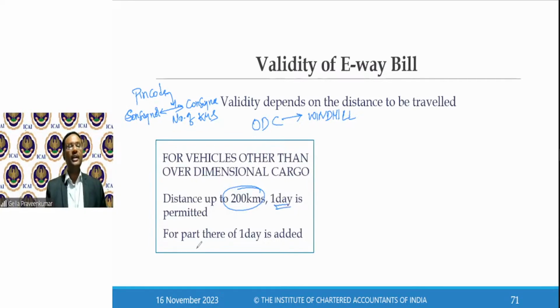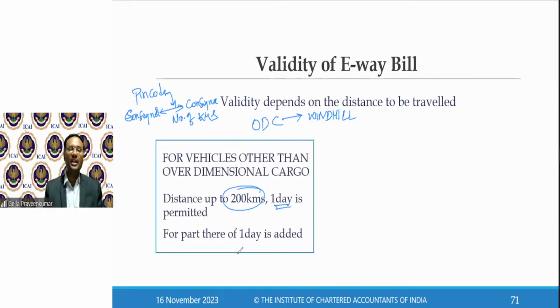So what if it is 220 kilometers? 200 kilometers, 1 day, and for the extra 20 kilometers, another 1 day. So 2 days I get. 250 kilometers, 2 days. 280 kilometers, 2 days. 320 kilometers, 2 days. 399 kilometers, 2 days. 400 kilometers: every 200 kilometers, 1 day. 200 plus 200, 2 days.